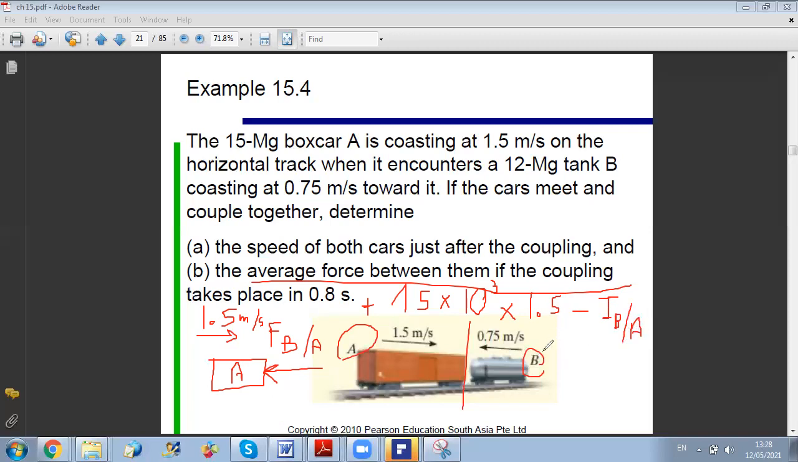equals to الـ mass of A اللي هي 15 times 10 to the power 3 times the final velocity اللي عملتوا لها calculation in previous step. Okay, so times V final. The only unknown in this equation is the impulse of B on A، بتجيبوه. Okay، ساعتها when you divide by delta T اللي هي 0.8 you get the value of the average force.